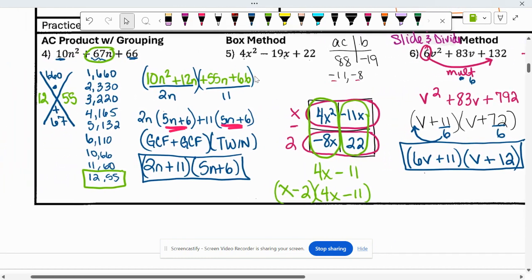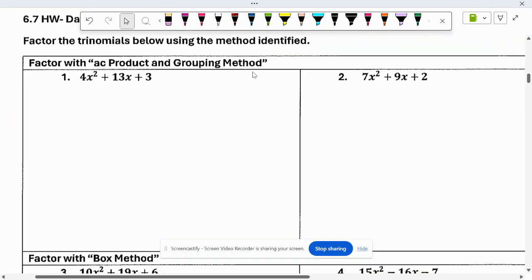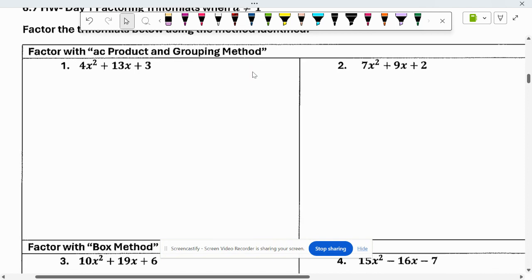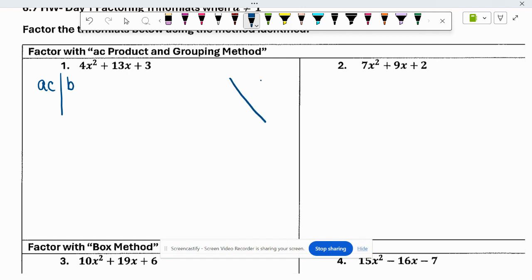Okay. I'm going to get you set up on your homework. I'm going to get one of them set up with you for each one, and then I'll get you guys started. So for this first one, it says we have to use the AC product method. I'm going to do both the X and the table because some of you like the table and some of you like the X.